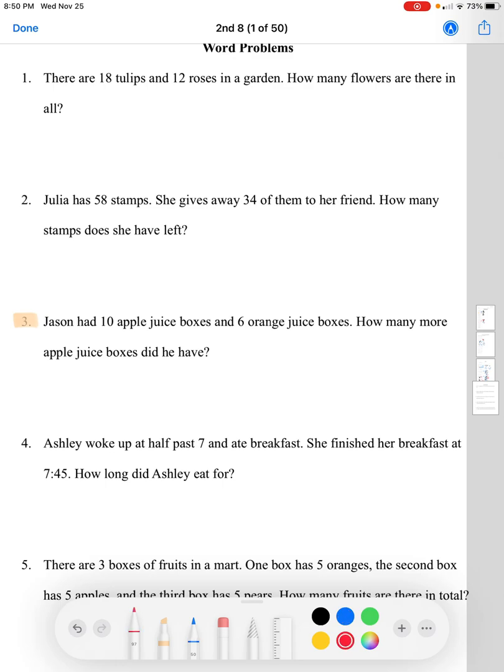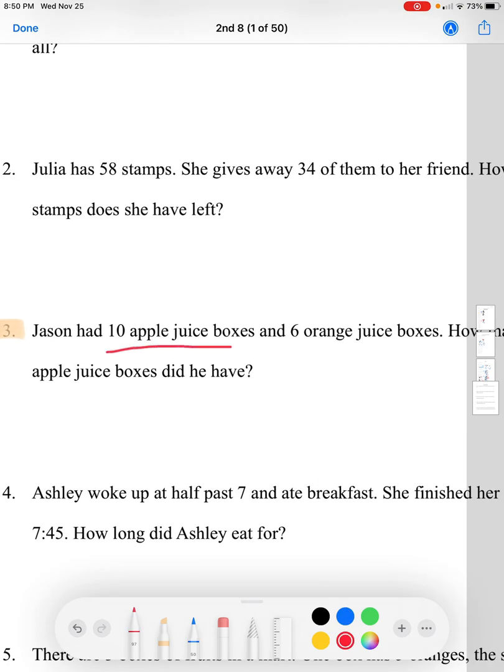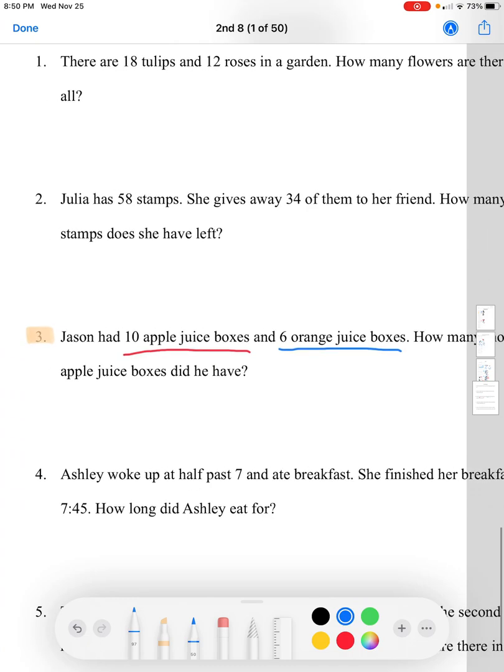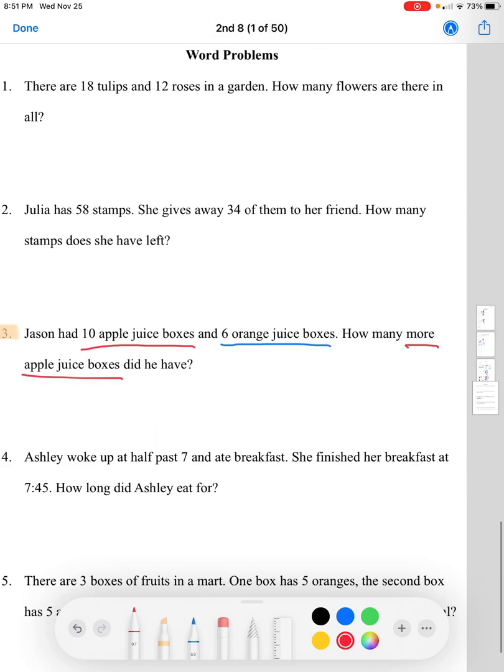Let's underline the information we're given. We have 10 apple juice boxes and 6 orange juice boxes. So we want to find out how many more apple juice boxes did he have? So we're looking for the difference between the amount of apple juice boxes and the amount of orange juice boxes. So we'll be doing subtraction.